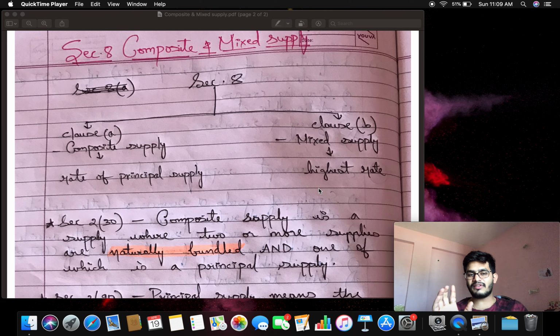Just remember only one thing: if it is composite, it is naturally bundled. If it is a mixed supply, it is artificially bundled. In the case of composite supply, the principal supply is taxable. In the case of mixed supply, the highest rate is going to be taxable on that amount. This is what it is about composite and mixed supply.